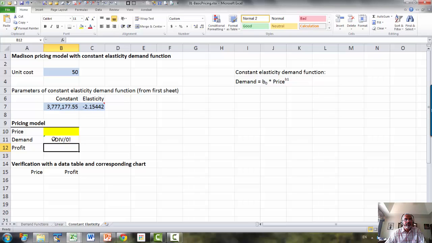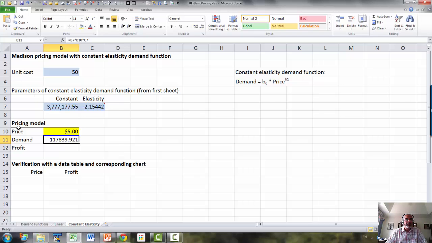And since price is 0, you get a division by 0 error. So what you have to do is to put a number there, any number, just some starting number. Okay. So otherwise solver will not work. So you have to make sure that there is no divide by 0 error as a starting point.